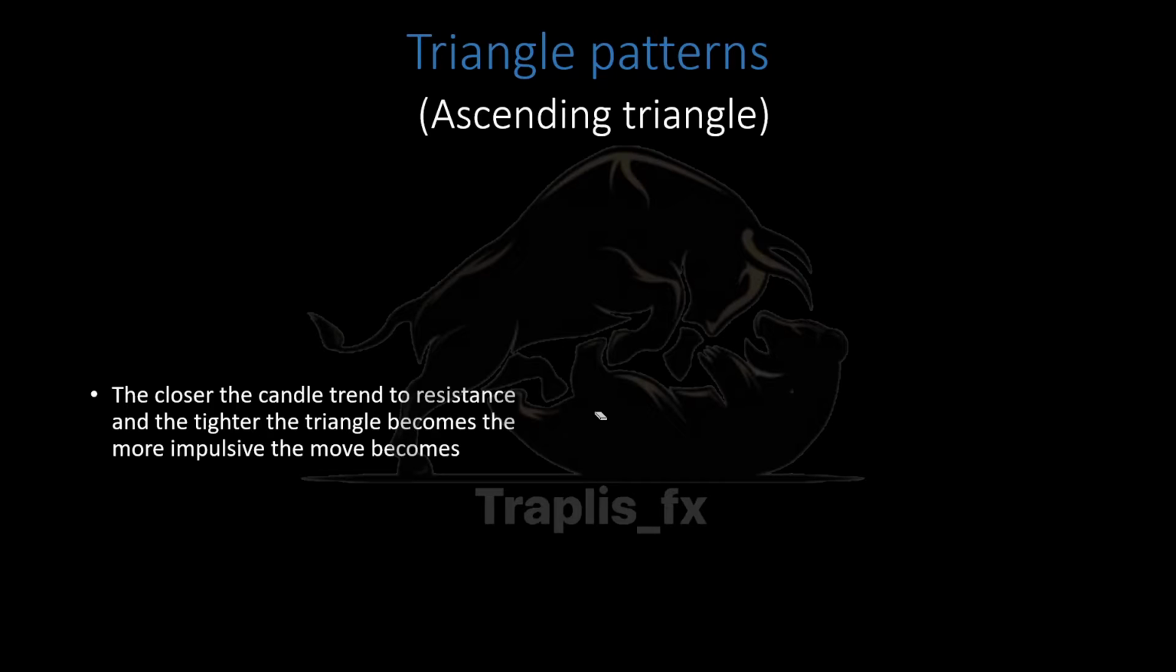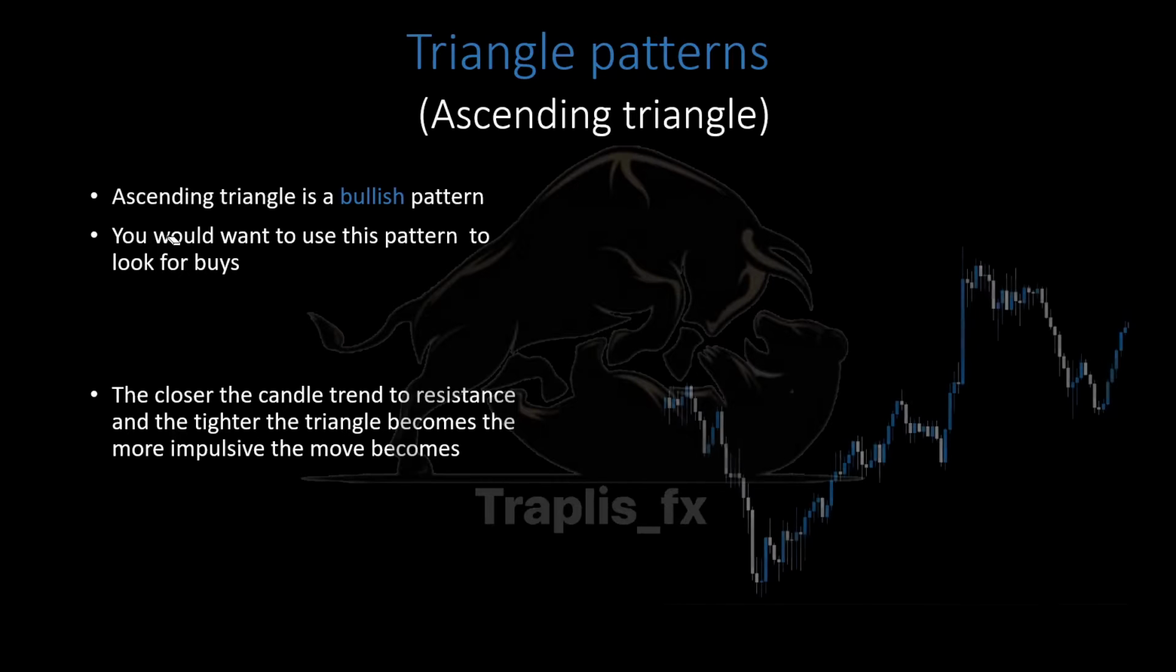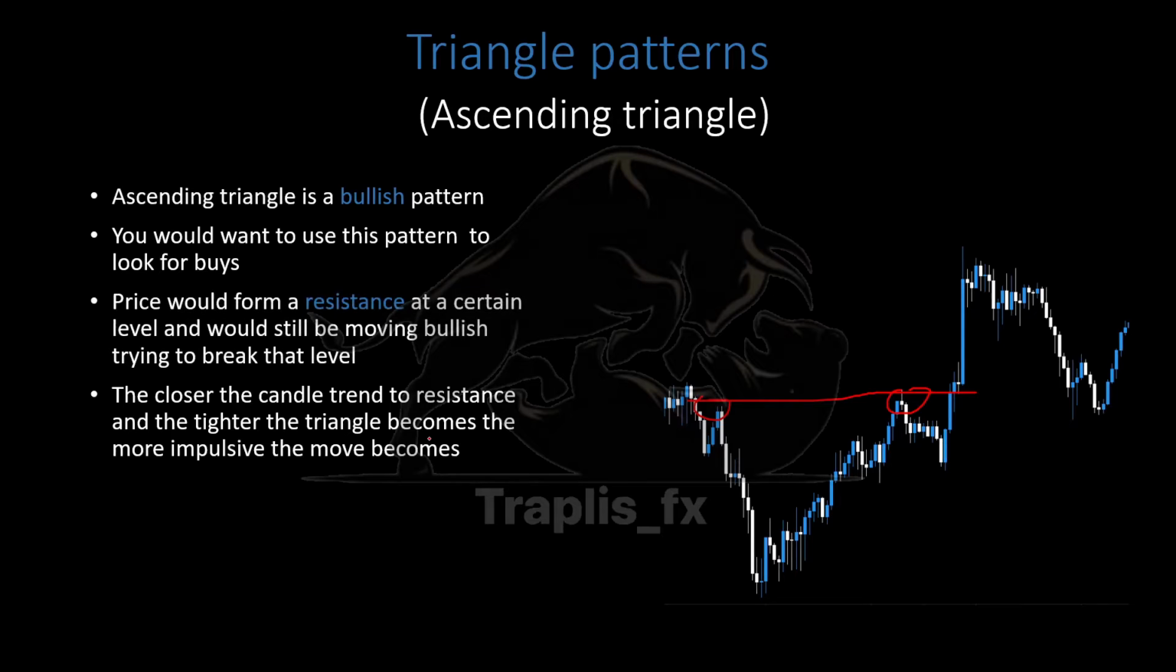Now let's talk about ascending triangles. An ascending triangle is a bullish pattern, which is opposite to the one before. How would you use this pattern? You would look for buys. Like we said before, we need to create a resistance, which is right over here. So price rejected it and rejected again. Okay, so that would be your resistance that we just mentioned here.